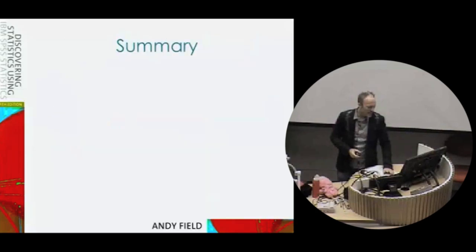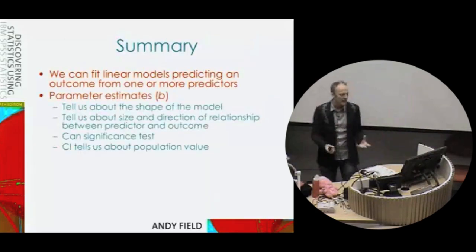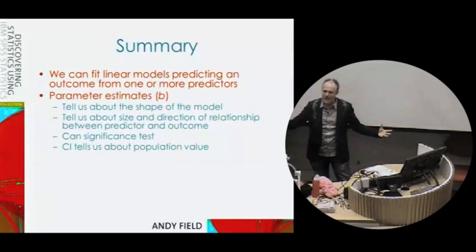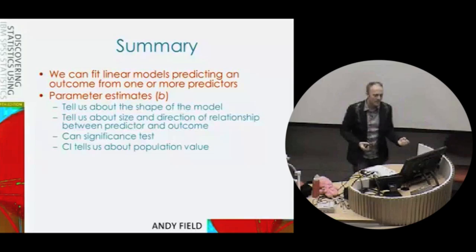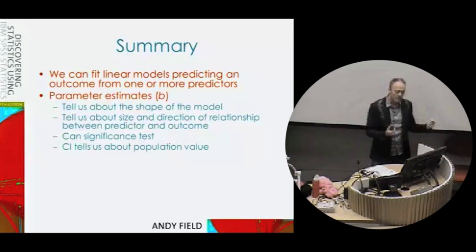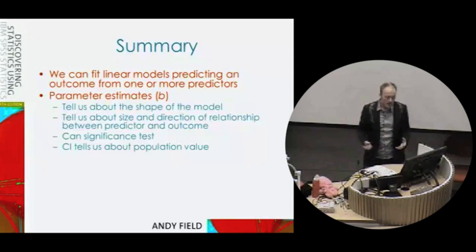So those are the key concepts to take into your practical class. First is the idea that we can fit linear models. We can extend them to add multiple predictors. Each time we do, we have to estimate a beta. The betas tell us about the shape of the model, the size and the direction of the relationship between the predictor and the outcome. We can significance test them, so we can test whether they're different from 0. We can construct confidence intervals around them.